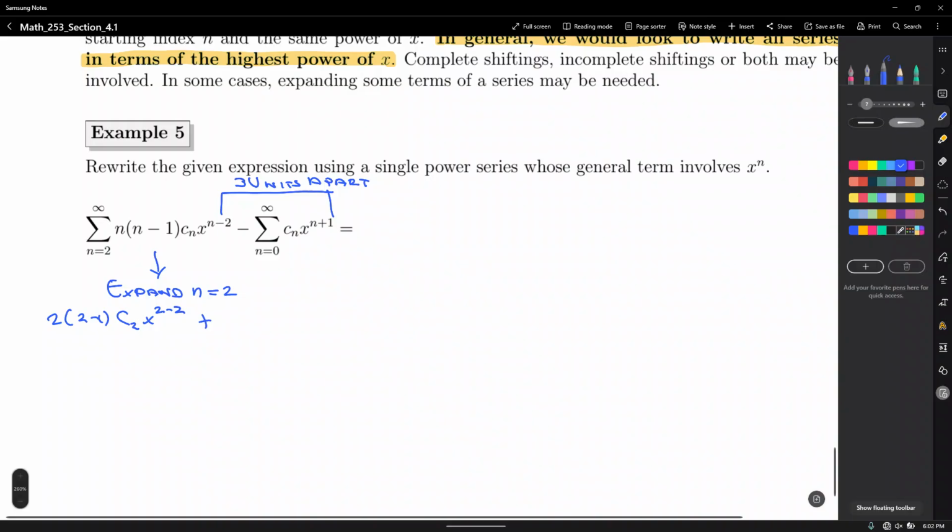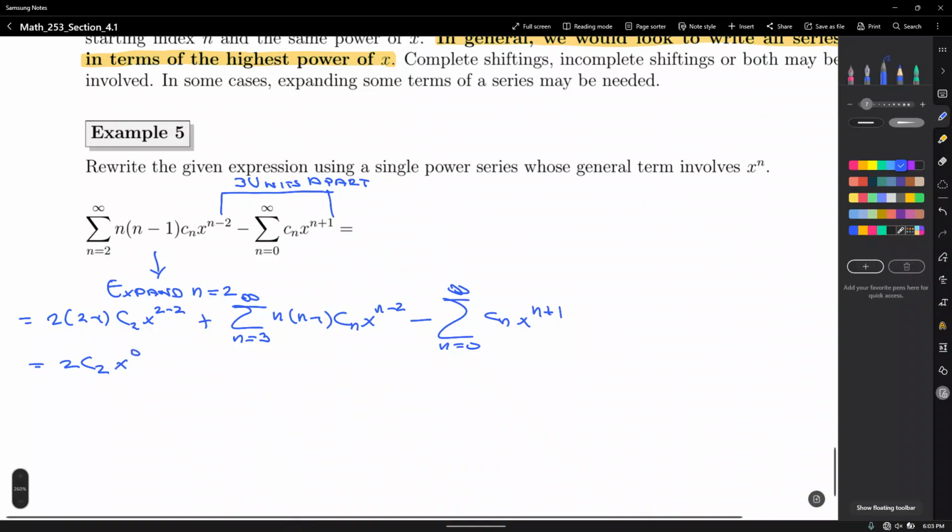Okay, but I'm not going to write the polynomial. I'm just going to start writing the series sigma n equals 3 to infinity n times n minus 1 c sub n x to the n minus 2, minus the other series n equals 0 to infinity of c sub n x to the n plus 1. Okay. And now we should be able to do the trick. So what is this? 2 c sub 2 x to the 0, which is just, let me write the x to the 0.